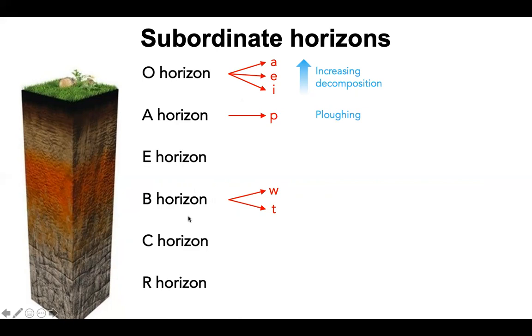That is where a lot of pedogenesis is happening. This is where a lot of the action is, down in your B horizons. You can get dozens of different combinations of letters within B horizons, but I'm going to focus on two here. The first one is a W horizon, and the second one is a T horizon.